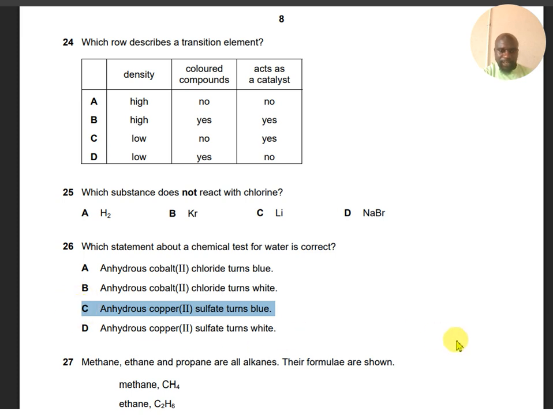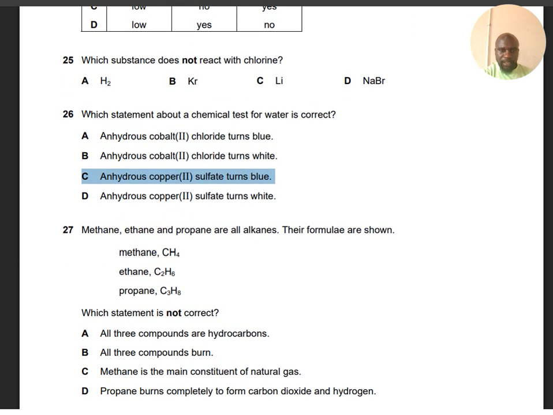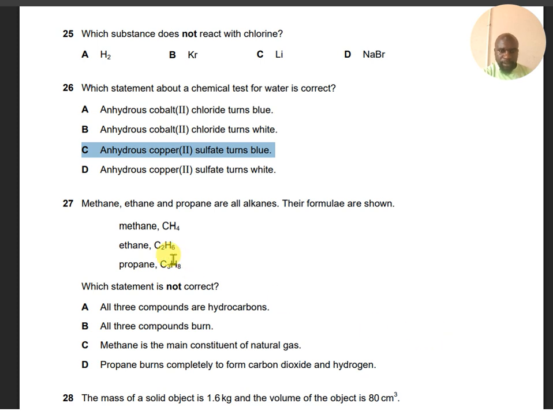All right, moving on to number 27. Methane, ethane, and propane are all alkanes. On number 27, the formula for alkanes, methane is CH4, then ethane and propane. Which statement is not correct? So let us check. All these compounds are hydrocarbons, and which is not correct? This one is correct. They are all hydrocarbons. And B, all three compounds burn, which is correct. All these three can burn.